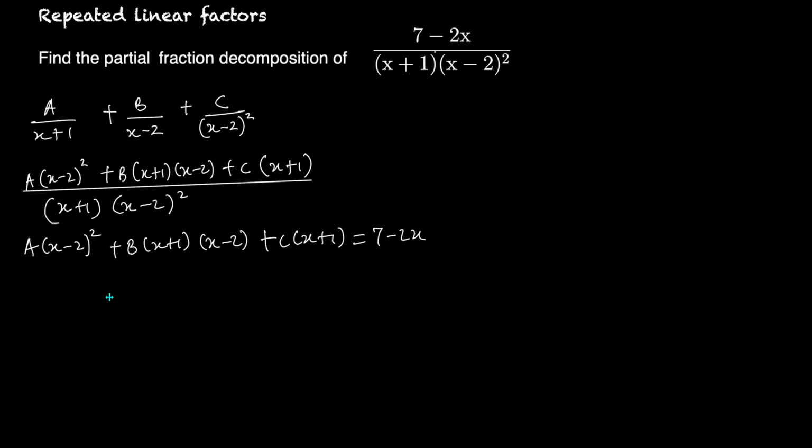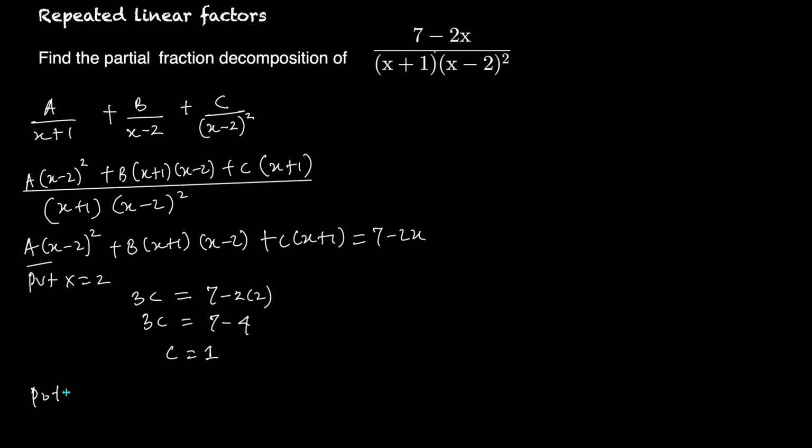So I'm going to use the cover-up method. If you don't understand the cover-up method, you can refer to the previous video. I am going to eliminate A and B by putting x equal to 2. When you do that, this goes to 0, this goes to 0, and we'll be left with just C. So we have 3C equals 7 minus 2 times 2. 3C equals 7 minus 4, which is 3, so C equals 1.